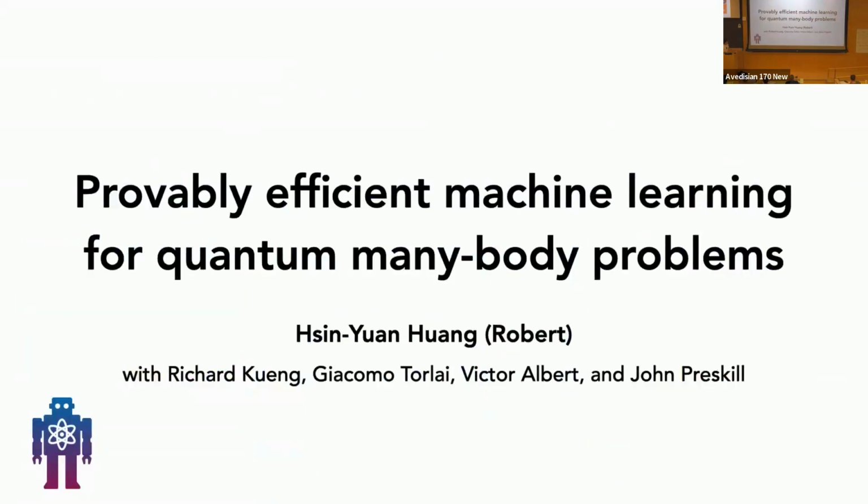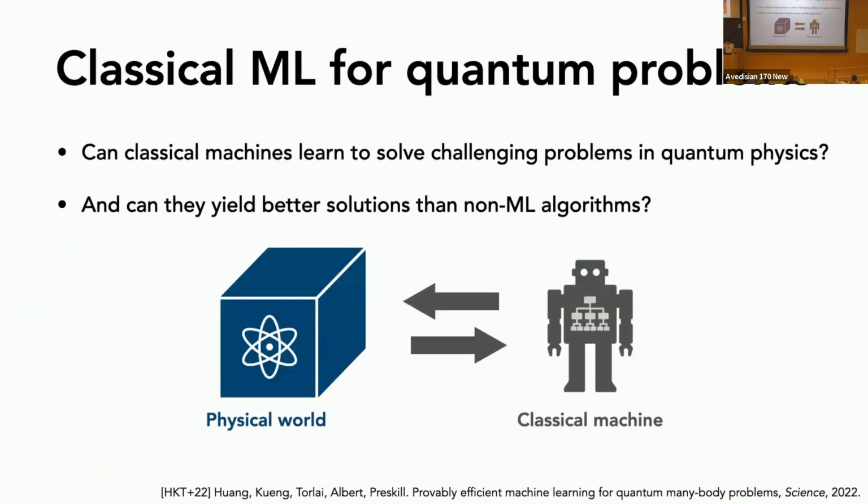Now, before ending, I wanted to talk about one of our results for utilizing classical shadow to train an ML model to solve some hard quantum many-body problems in this paper. The motivating question here is that we wanted to understand if classical machines can learn to solve very hard problems in quantum physics, and whether they can yield better solutions than non-machine learning algorithms. There has been a lot of excitement about using AI to solve quantum problems, and we would like to better understand that from a rigorous perspective.